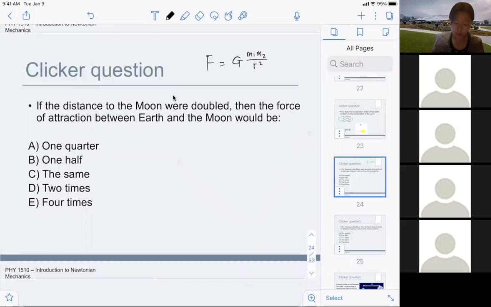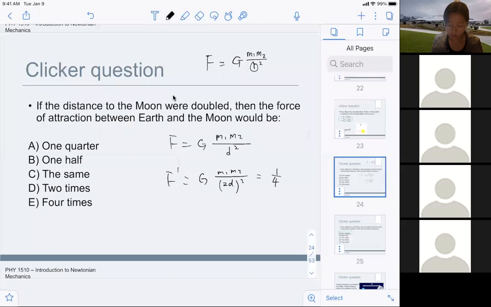Okay, it looks like we are in agreement about the force. Again, this is what we call an inverse square law, right? So if the distance doubled, the distance became 2d. So you can see the force would be 1/4 what you had before, because this is 1 over distance squared. Very good, A is correct.